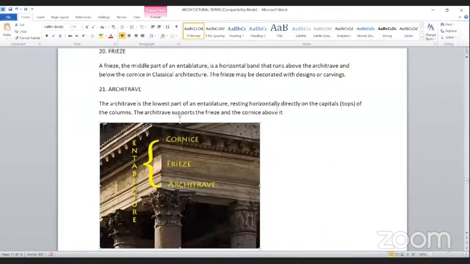Architrave is the lowest part of an entablature, resting horizontally directly on the capitals or tops of the columns. The architrave supports the frieze and the cornice above it. Now see this part. This is the roof, suppose. This part is the cornice. This is the frieze, horizontal band. This is the architrave. This is supposed to be a capital of the column. The architrave supports these two and it's the base part of the entablature. Okay.